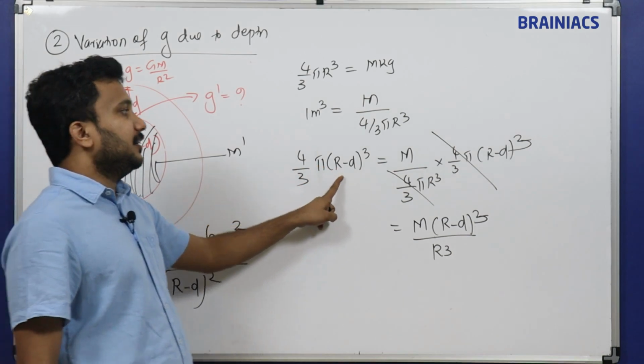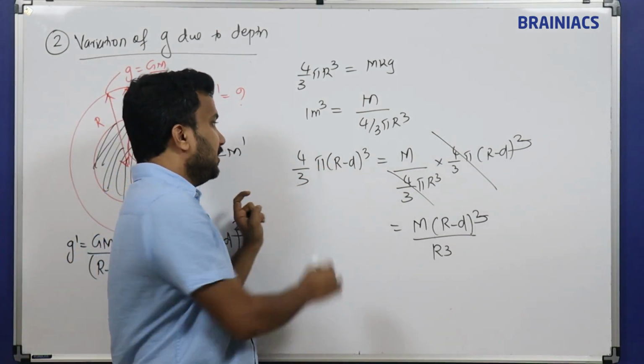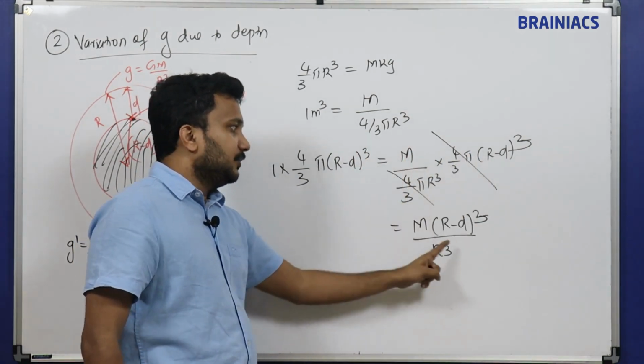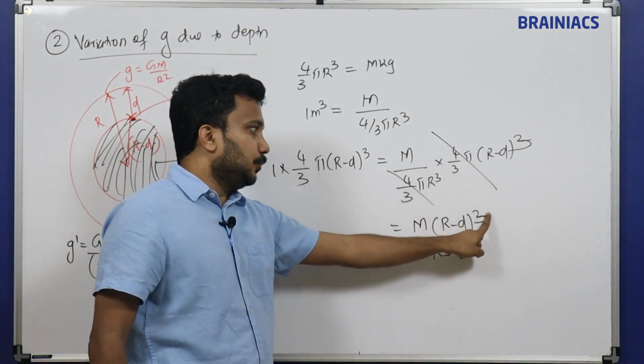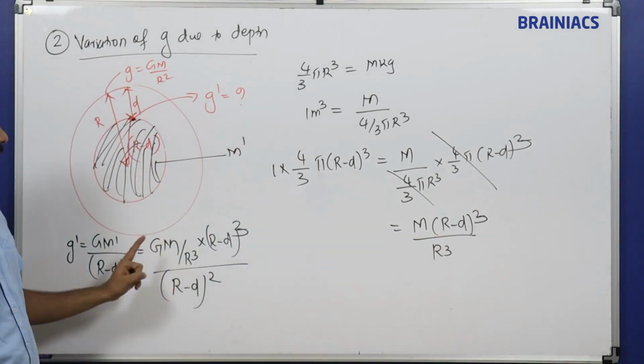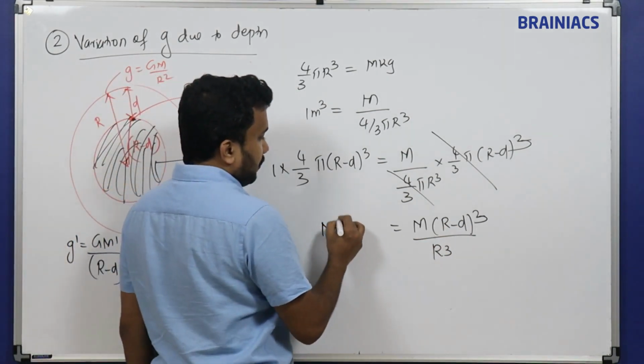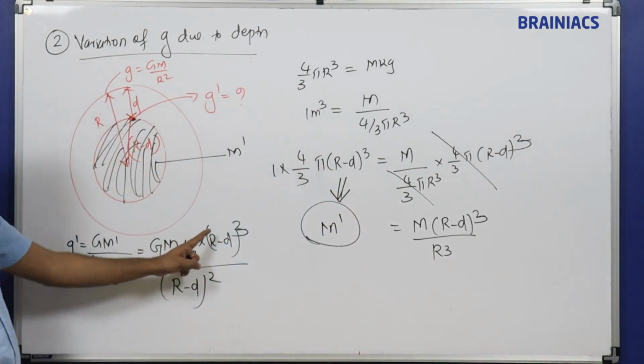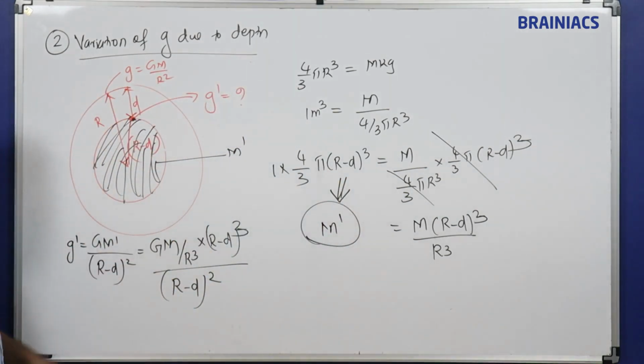So r minus d the whole cube, divided by r cube, this mass we call M dash. So this is nothing but M dash. So M dash we substituted as M into r minus d the whole cube divided by r cube, and the denominator is r minus d the whole square. Okay, now we have these values.